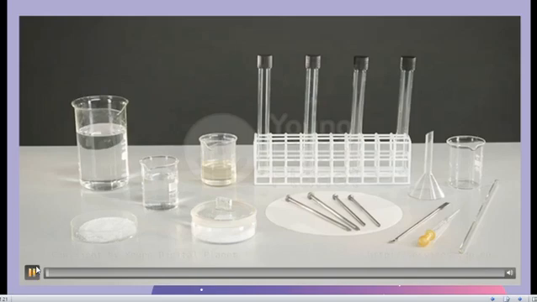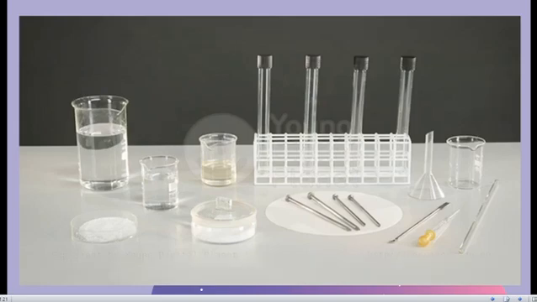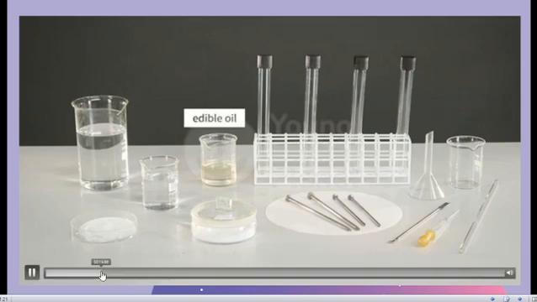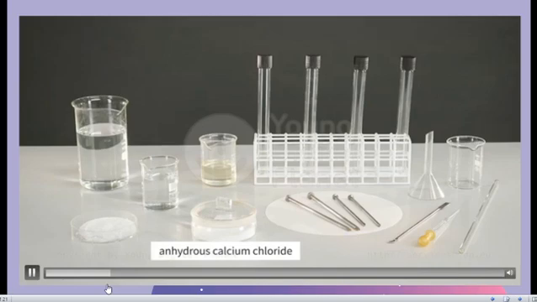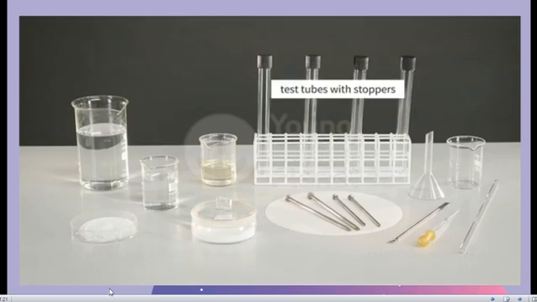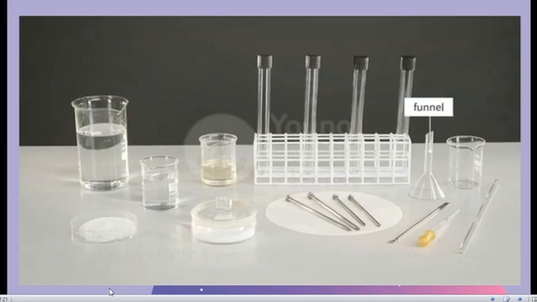Let us investigate the effect of external factors on rusting. We will need the following items for the experiment: nails containing iron, edible oil, anhydrous calcium chloride, and test tubes with stoppers, a beaker, a funnel, a pipette, a spatula spoon, and a glass rod.